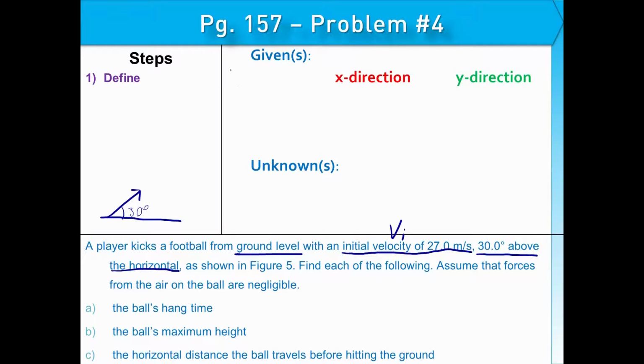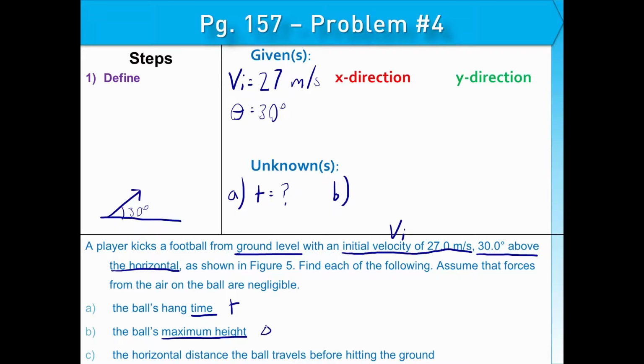And so let's go ahead and put my givens. So initial velocity is 27 meters per second. My angle is 30 degrees. So let's go ahead and look at my unknowns. Part A is asking me the ball's hang time. So time, I now know that's what I have to find. So time is unknown. For part B, ball's maximum height.